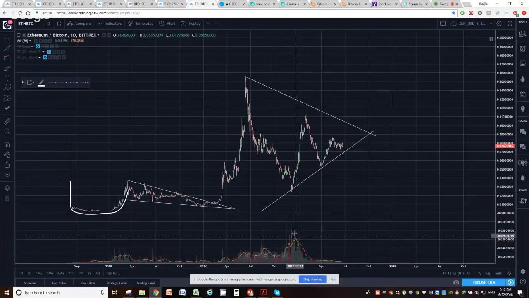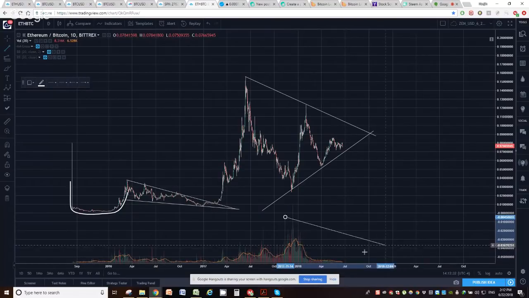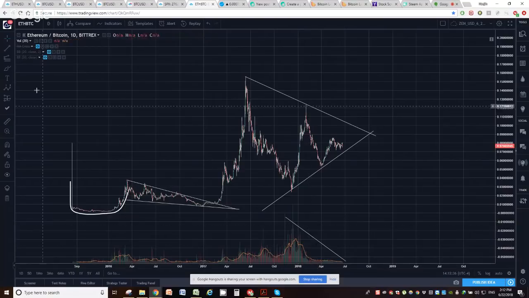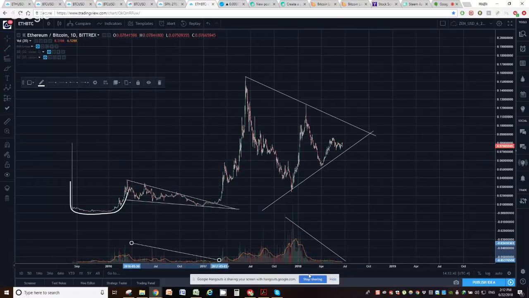So we have at least the volume dropping pretty much. Again, the nicest, if you look at the decline in volume on this symmetrical triangle, it was very gradual. This was basically like a dead drop.